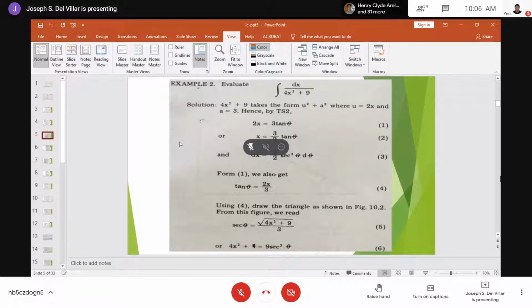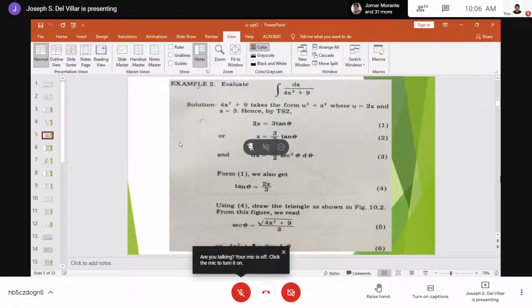Kasi i-square nyo muna yon. 3 squared para makuha nyo yung A. Okay? Kasi yung iba ginagamit na A ay hindi 3 kundi 9. It's not correct, no? Kailangan kasi it follows the case, no? So, i-square nyo muna to. So, magiging 2x close quantity squared plus 3 squared.